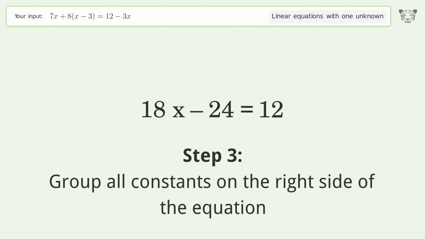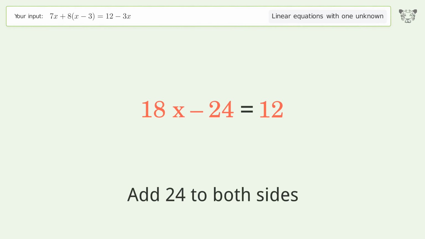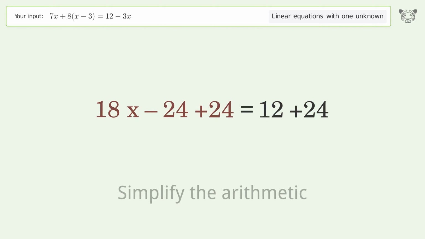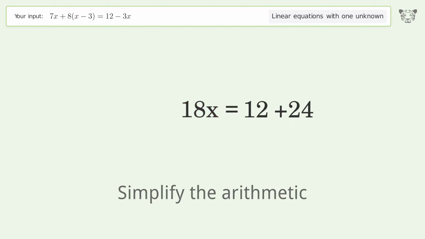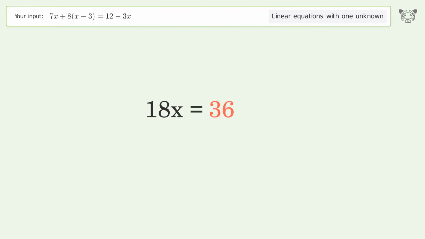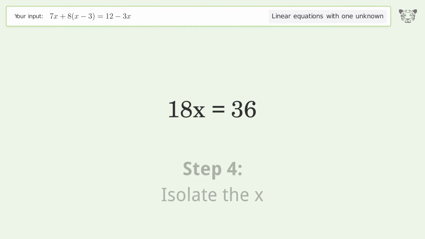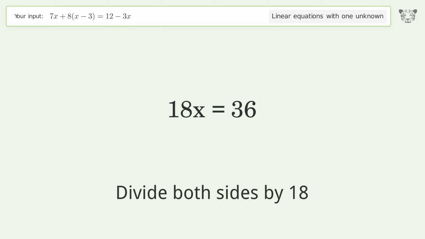Group all constants on the right side of the equation. Add 24 to both sides. Simplify the arithmetic. Isolate the x. Divide both sides by 18.